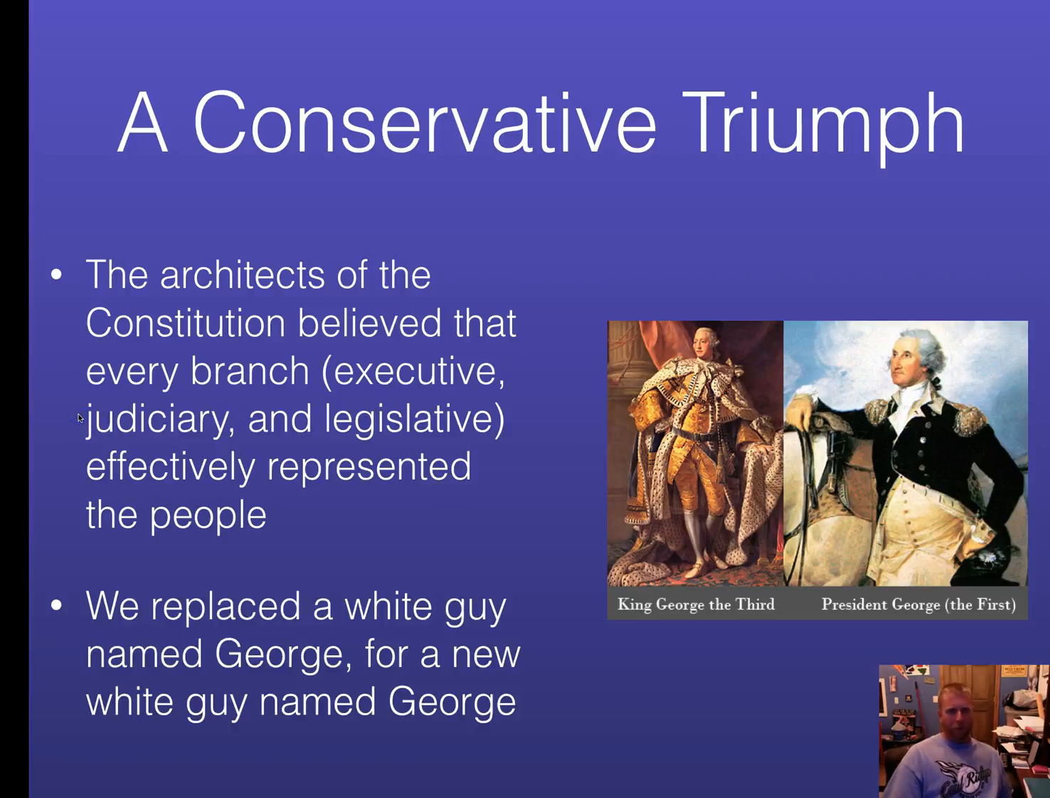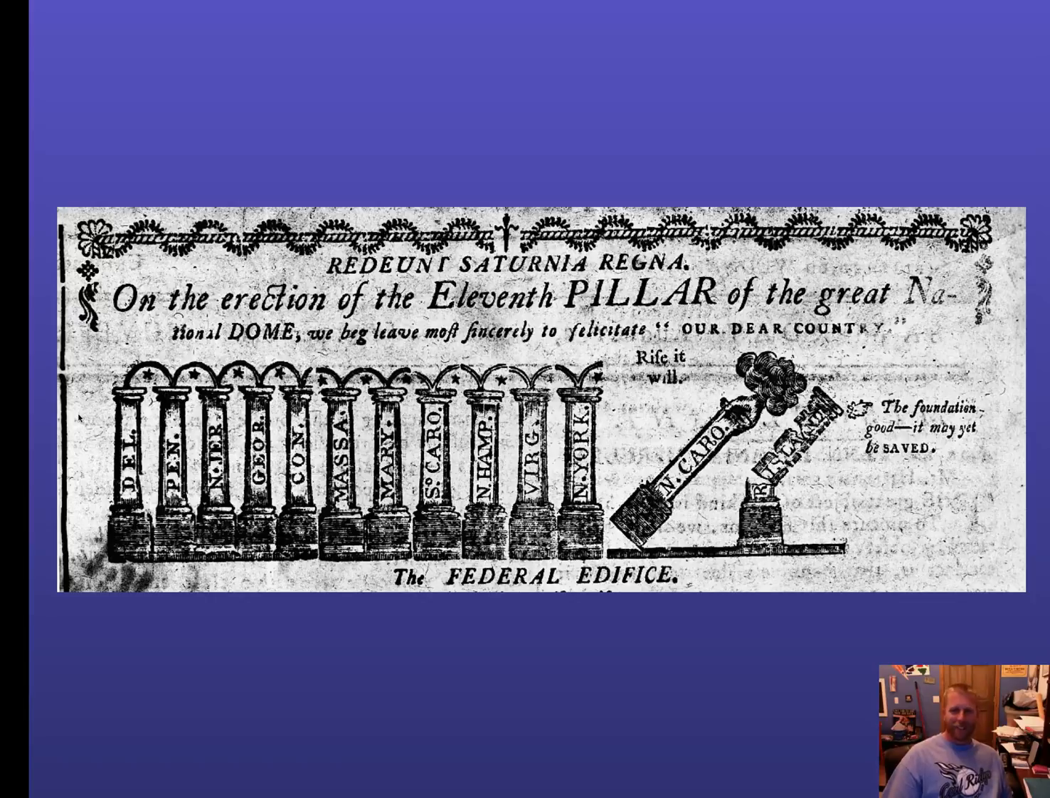Others said we replaced an oppressive, tax-heavy government headed by a white guy named George, with a government that was oppressive and tax-heavy, and we had a white guy named George in charge. King George III, President George I. You make the call. I'm not sure. It's up to you. Here's an old cartoon about what happens if these 2 states don't ratify the Constitution.